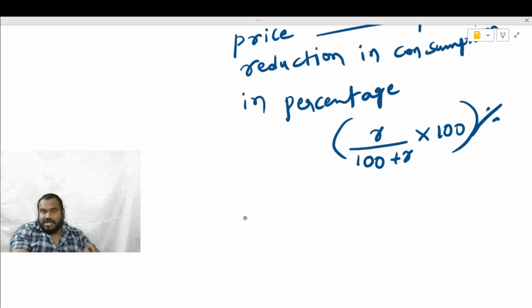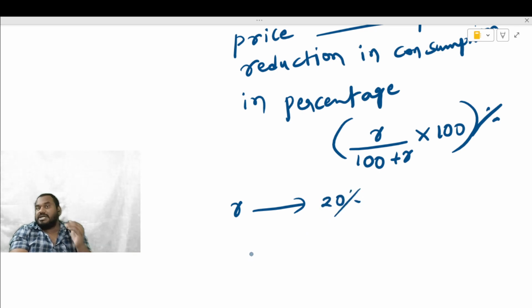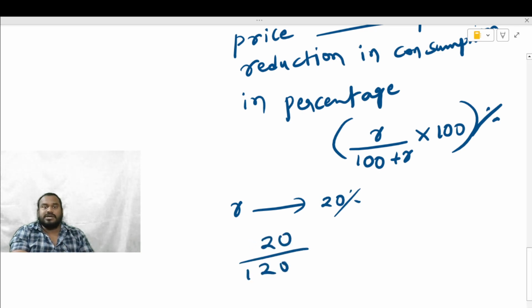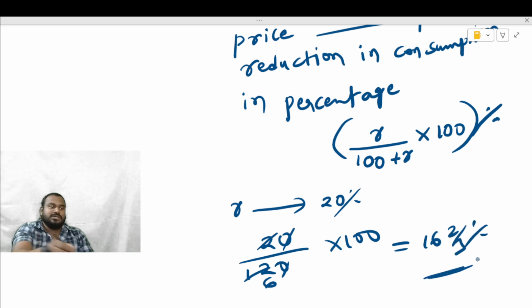So I will apply this to the same example. In the previous example, price increased by 20%, and consumption decreased by 16 2 by 3, which we got. I will apply this formula. So I put 20 by 120 into 100. The 0 gets cancelled, 2 by 6. 100 by 6 is 16 2 by 3%. I just told you, within one step we got the answer.